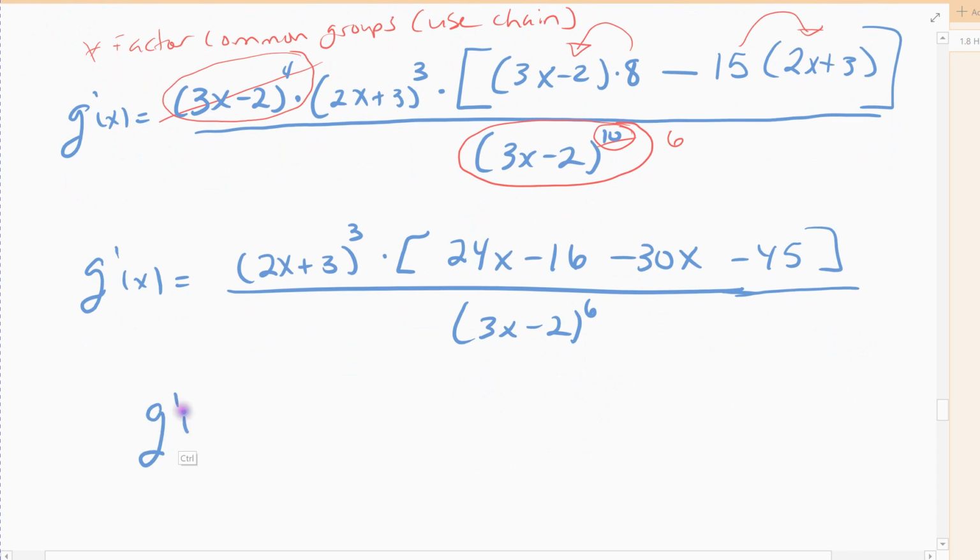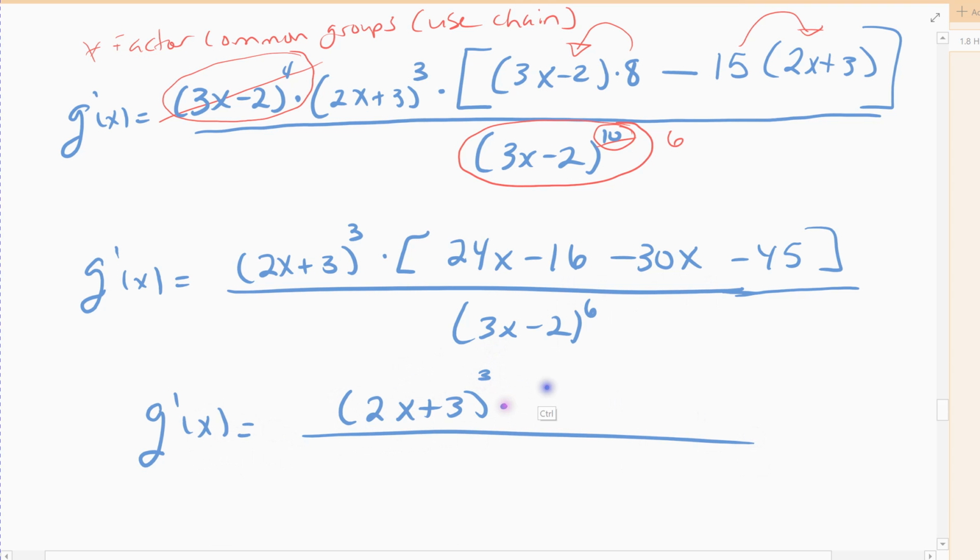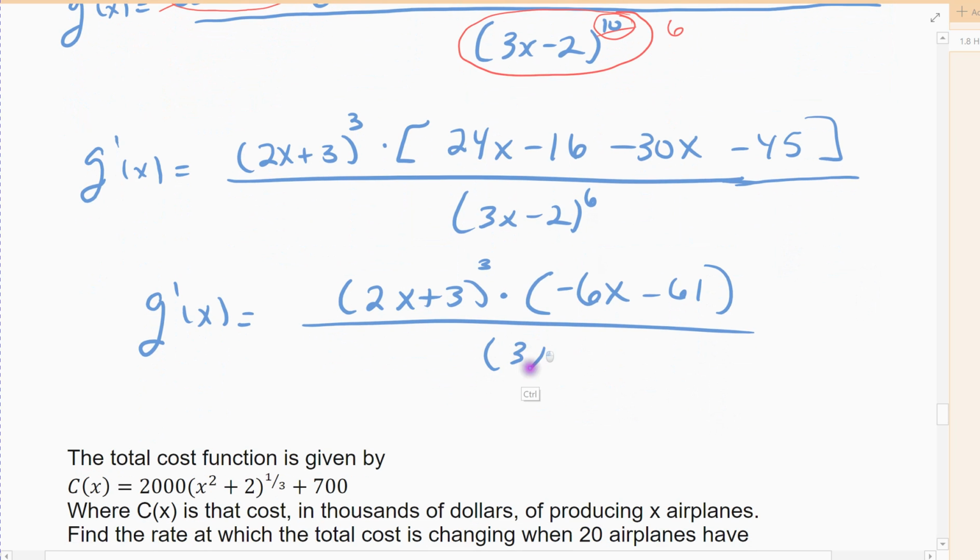Almost done with the hard part, the derivative. All right, so now I just have to collect like terms inside the bracket. So you can leave them brackets, but once I get done simplifying, I typically drop the brackets and write parentheses. Just personal quirk. And so 24x minus 30x is going to leave me with a negative 6x. So negative 16 minus 45 is going to leave me with a negative 61. So that's left over all over 3x minus 2 to the 6.